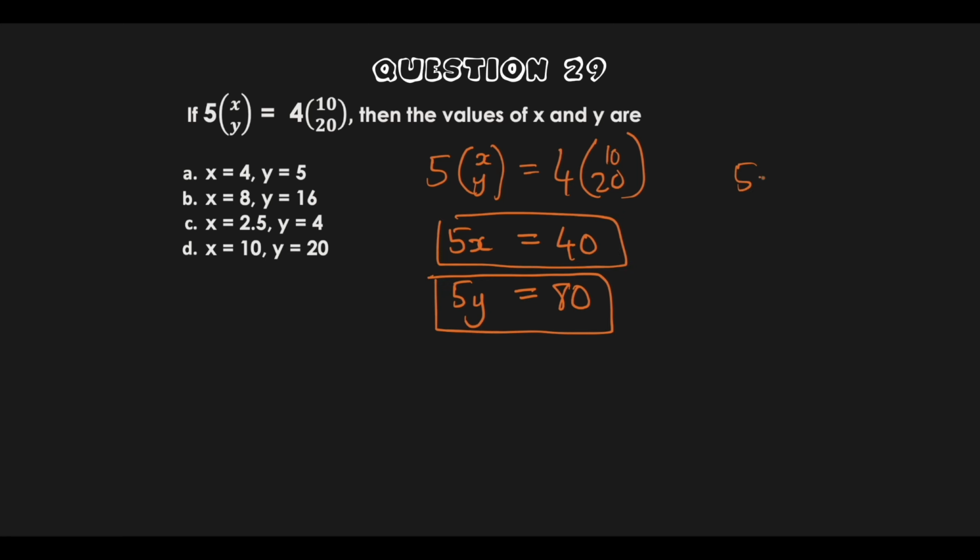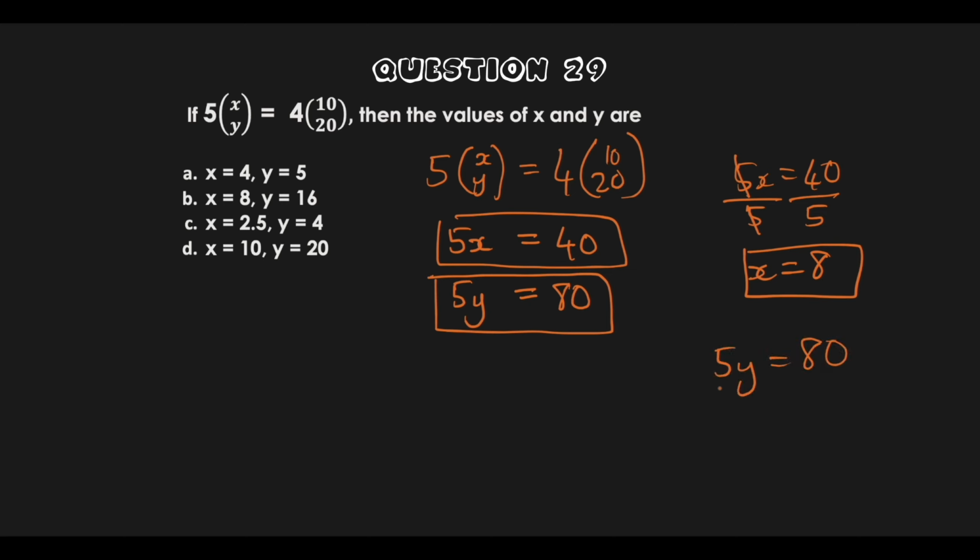So 5x is equal to 40. To get x by itself, we divide both sides by 5. So 40 divided by 5 is 8. Then the next one, 5y is equal to 80. We divide both sides by 5. 80 divided by 5 would give us 16. So therefore, our answer is y is 16, x is 8, which would be this right here.